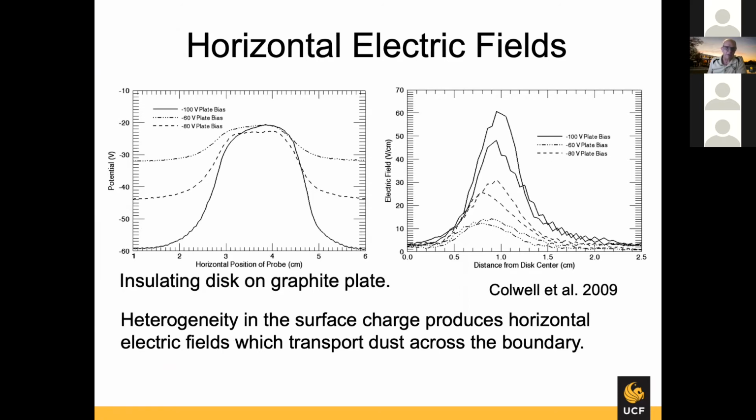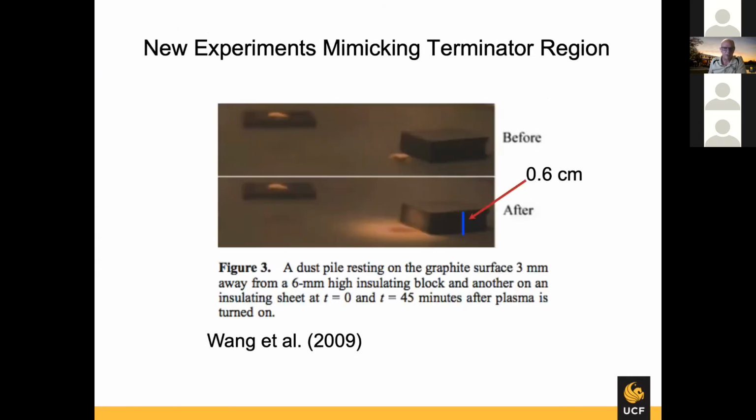Measurements were made to see what sort of electric fields are produced, horizontal electric fields near the surface. Then additional experiments were done by Xu Wang at Colorado and Mihai Hiranyi and their group. So here you see, again, a before and after view. And this, I believe, is with Martian dust simulant, but the process is the same, where dust was put on an insulating block and adjacent to an insulating block.